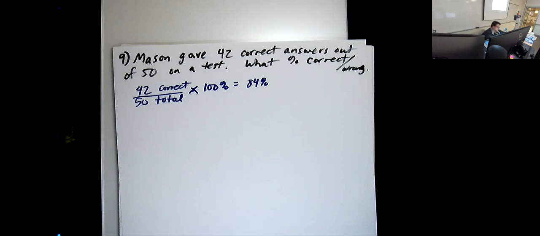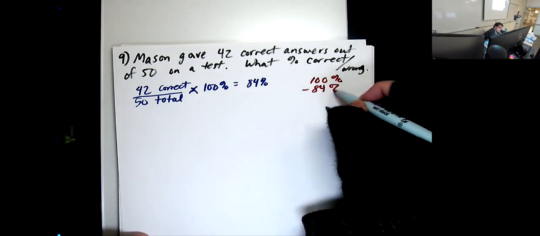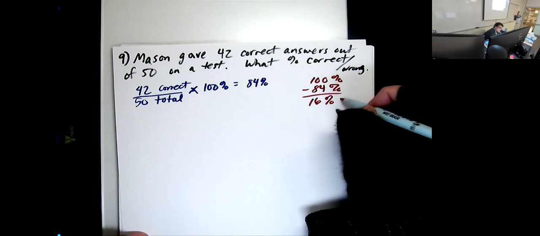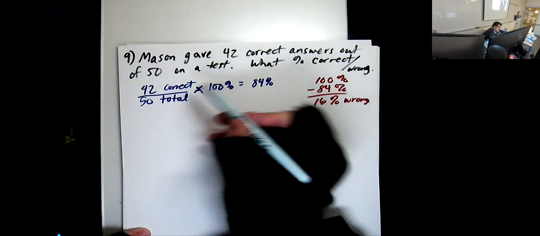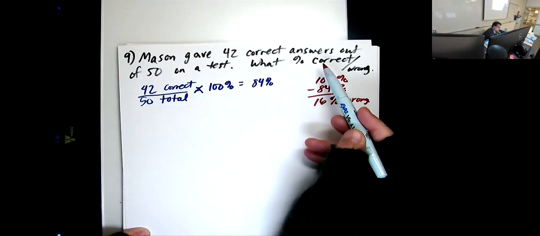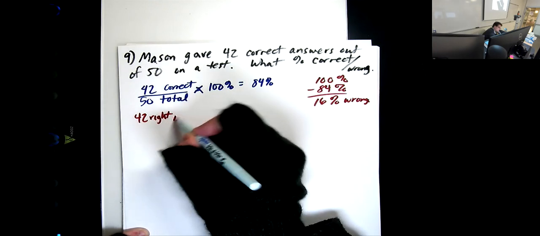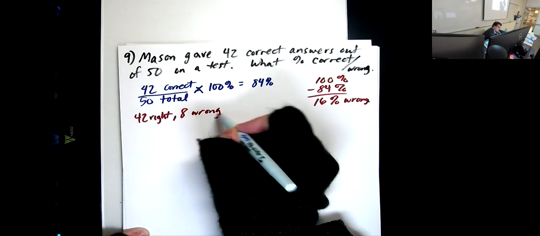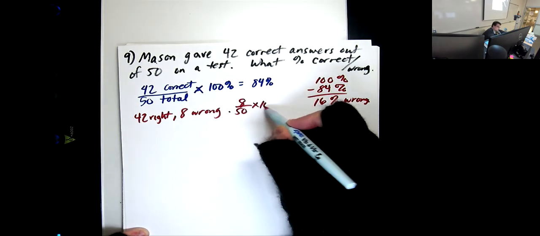So there's a couple ways to get the percent he got wrong. The easiest way is just to subtract what he got right from 100. It's going to give us 16% wrong. The other way would be to figure out how many answers he got wrong. If he got 42 right, he got 8 wrong. And we could do the same process we did with the first set, 8 times 50 over 100.